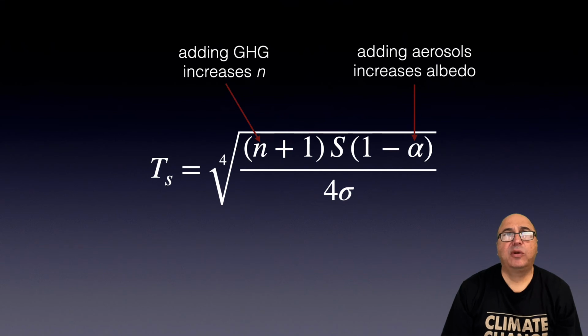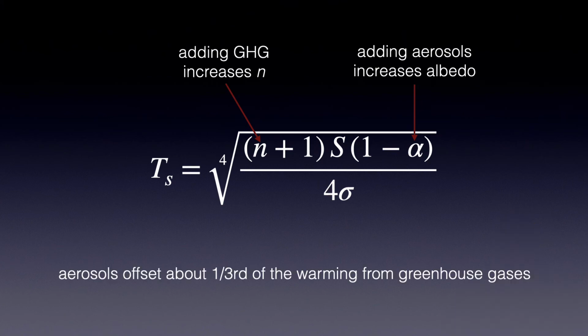Let's tie this back to our favorite equation. Humans are adding greenhouse gases to our atmosphere, which increases the number of layers and warms the climate. At the same time, humans are adding aerosols to the atmosphere, which increases the albedo and cools the climate. More quantitatively, the warming from greenhouse gases is larger than the cooling from aerosols, so the net impact of human activities is to warm the climate. But aerosols offset about 1/3 of the warming from greenhouse gases. That's a good number to remember.